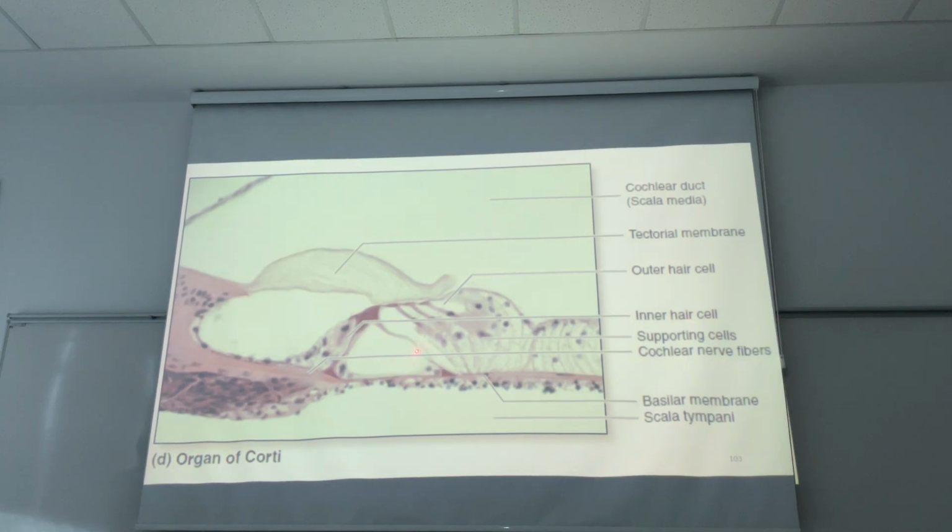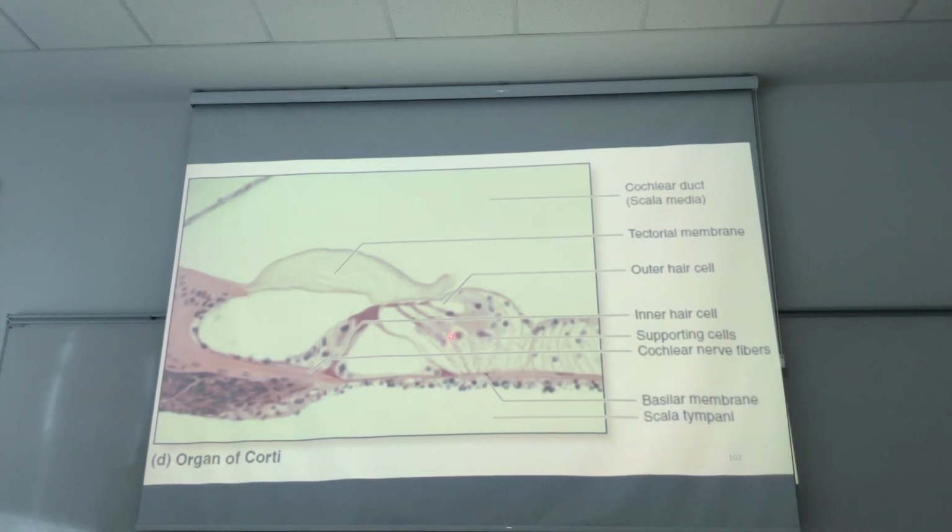Inner tunnel. What is the name of this tunnel? Nuel tunnel. What is the name of this cell? Inner hair cells. What is the name of these long cells? Inner and outer pillar cells. What is the name of this cell? This and this? Outer hair cells.